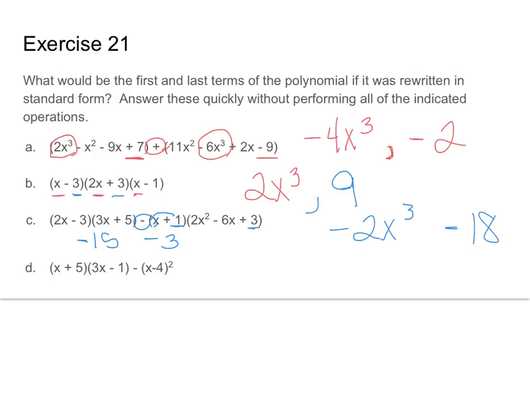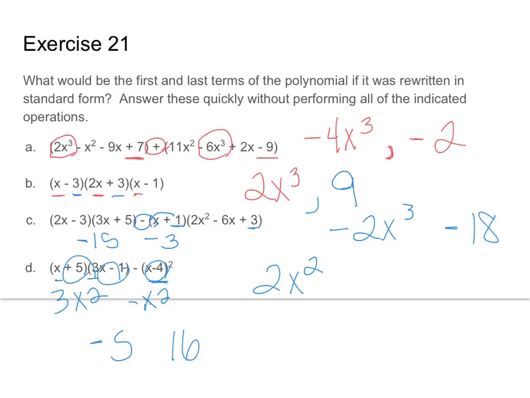All right, this last one. Looks like on this term, I'll have an x squared. And on this term, I'll have a 3x squared. That's going to give me a 2x squared. My last term, here a negative 5, here a positive 16. That will give me a positive, nope, double check. Oh, this negative right there. There we go, a negative 21.